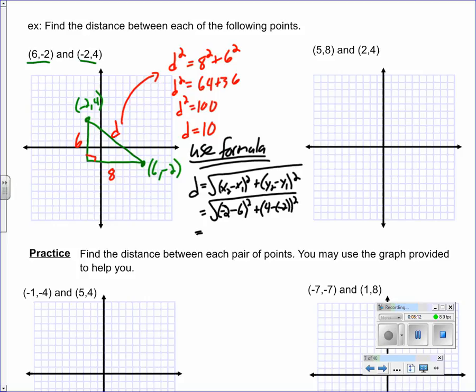And then we'll end up at the same place. So negative 2 minus 6 would be negative 8 squared, plus 4 minus negative 2 would be plus 6 squared, and that would put us right back here. Negative 8 squared would be 64, and 6 squared would be 36, so we get the same answer.